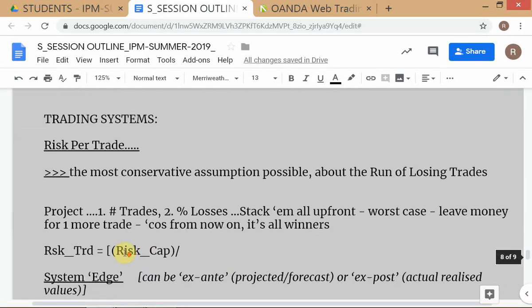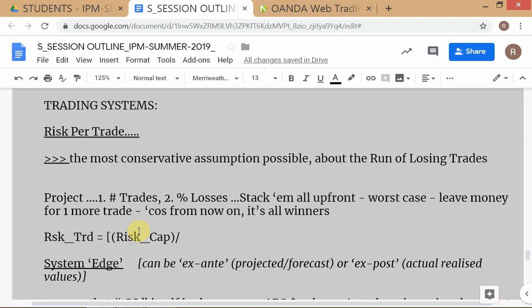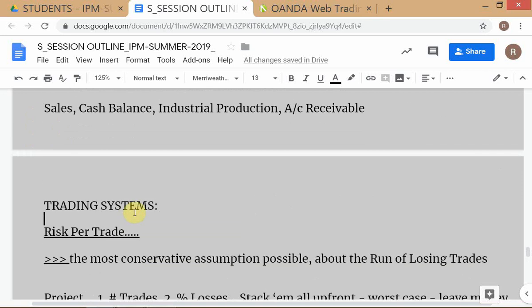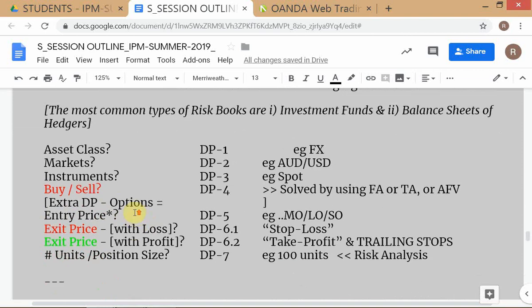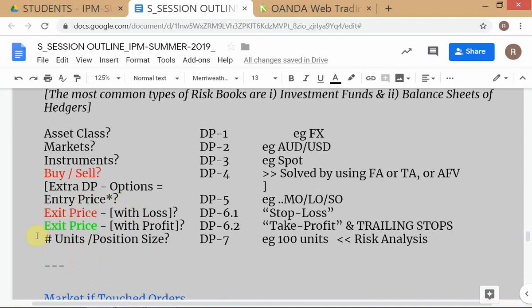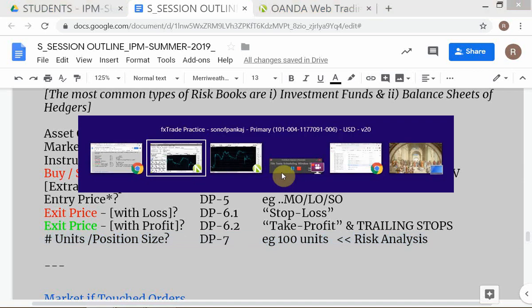All right, so next we have to go into some very important calculations on trading systems. You have to understand, if you go back to your list of decision problems, as Mehak was pointing out yesterday, we have not covered this adequately. The number of units is an important decision that you have to take whenever you're trying to trade anything.